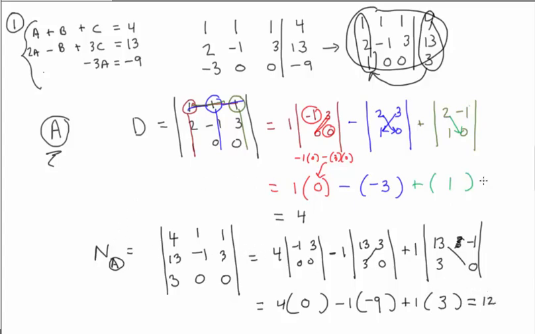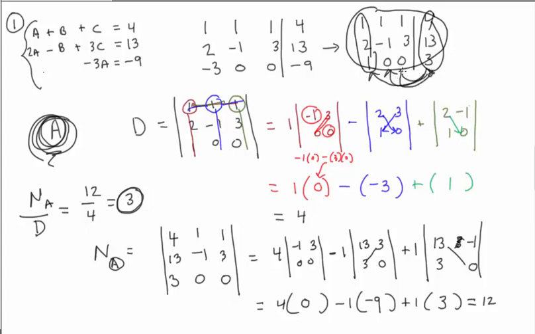Alright, so I'm going to sneak this in somewhere. So for the value of A, it's going to be the numerator for A over the denominator, which is going to be 12 over 4, which equals 3. And that would successfully solve for A. You would do a similar process for B and C, except you would over here replace the solution with B and then the solution with C, finding the 3 by 3 determinant there.